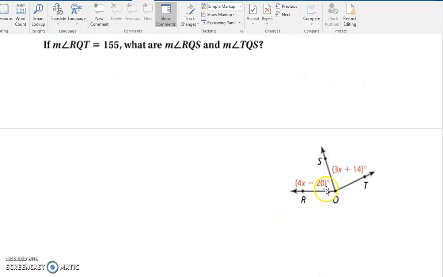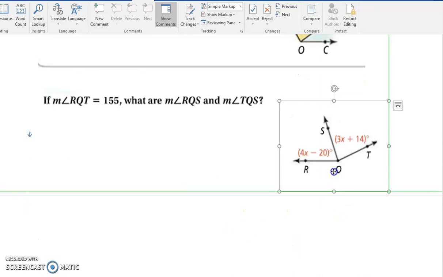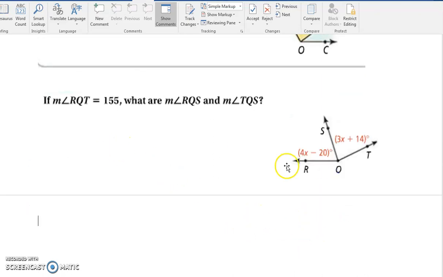Let's just provide a little bit more space there. There we go. So we have the measure of angle RQT, which is the big one according to this. That's 155 degrees. RQS, which is this one right here, is 4x minus 20. And TQS, so T to Q to S, is 3x plus 14.